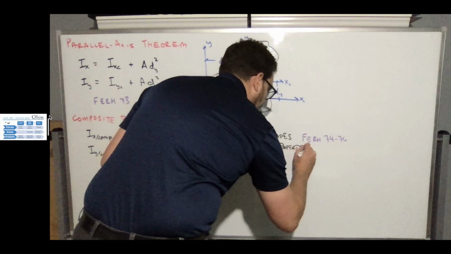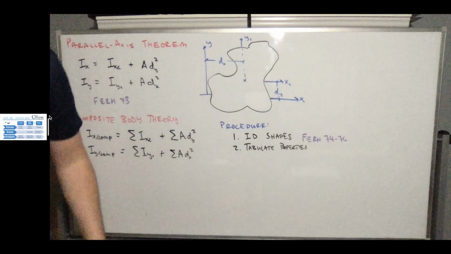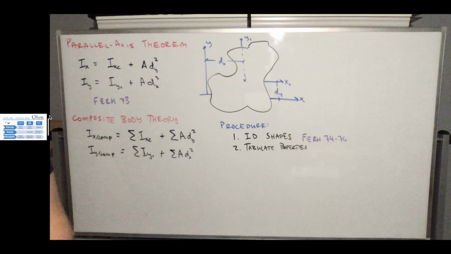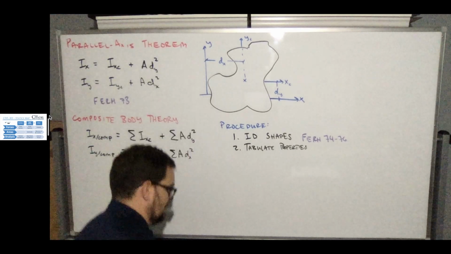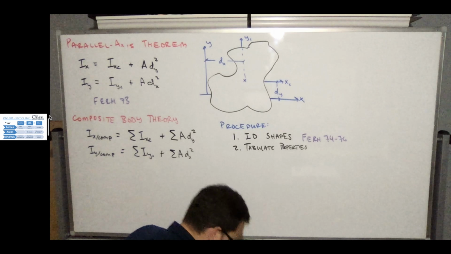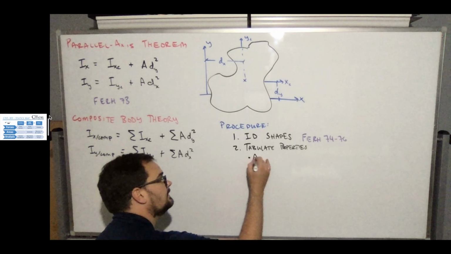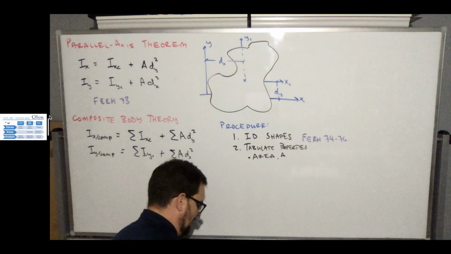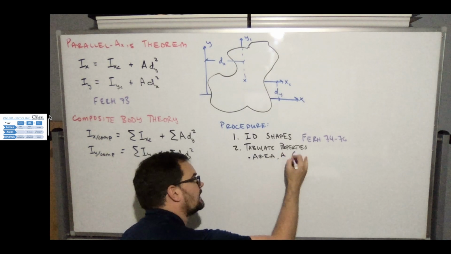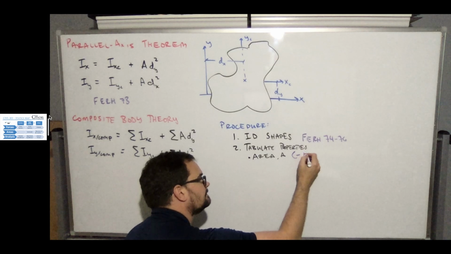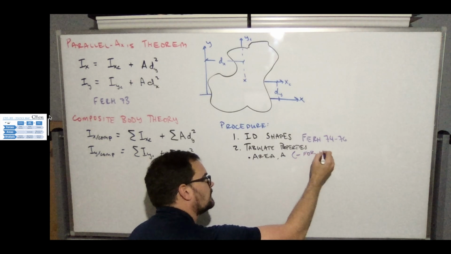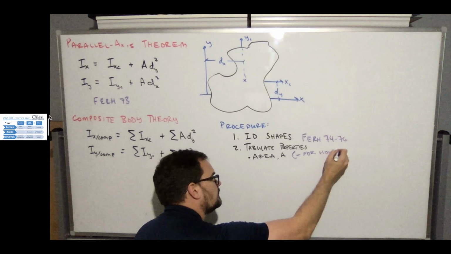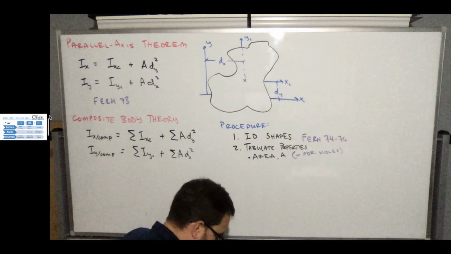So the question is, well, what properties do we need? Hopefully this procedure feels familiar because it's very similar to what we did for centroids. And so we'll need our area. And what did we say about areas that were going to be holes? Well, if they're holes, we would have a negative area. We're going to subtract it out. So negative for holes. So we'll need the area.